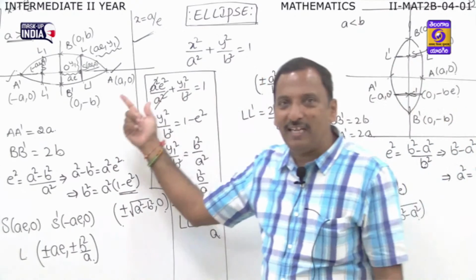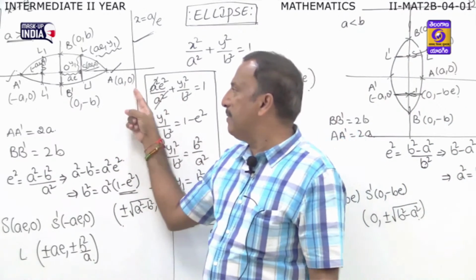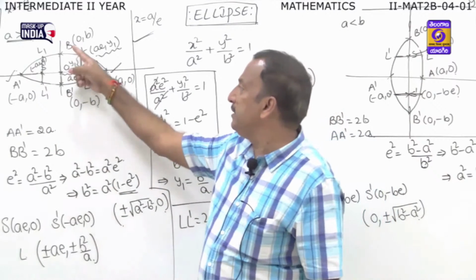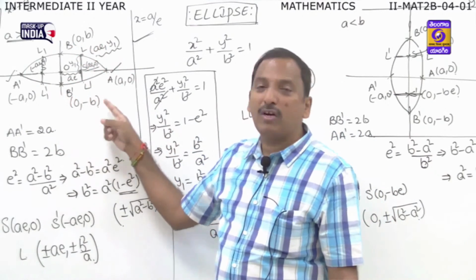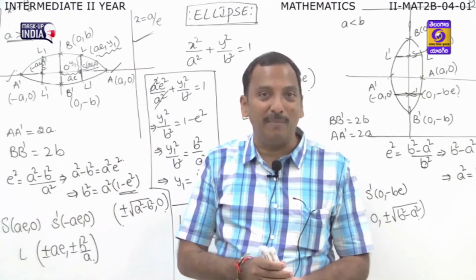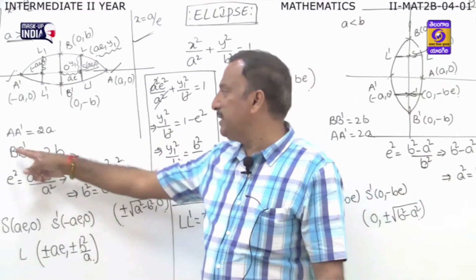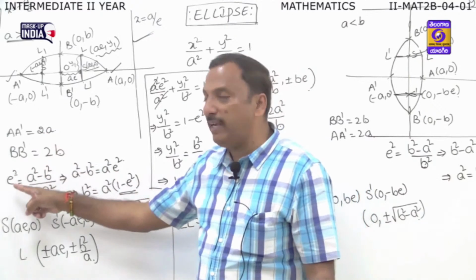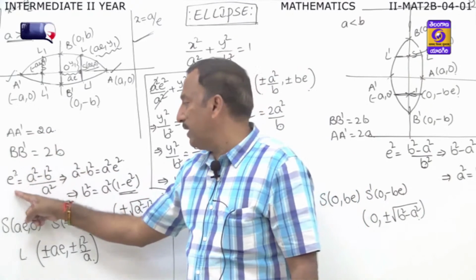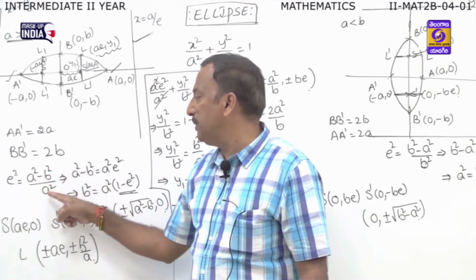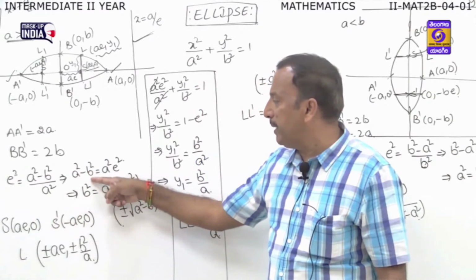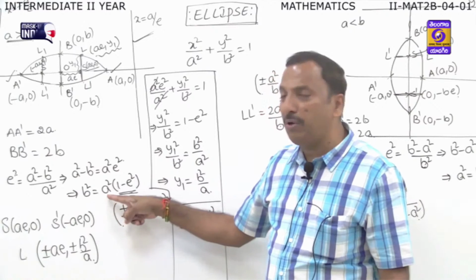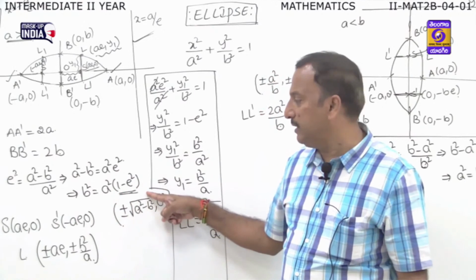In horizontal ellipse, a comma 0, a dash minus a comma 0 are vertices, and B 0 comma b and B dash 0 comma minus b are ends of the minor axis. Length of the major axis is 2a, length of the minor axis is 2b, and if e is the eccentricity, e square is equal to a square minus b square by a square, or a square minus b square is equal to a square e square, or b square is equal to a square into 1 minus e square.